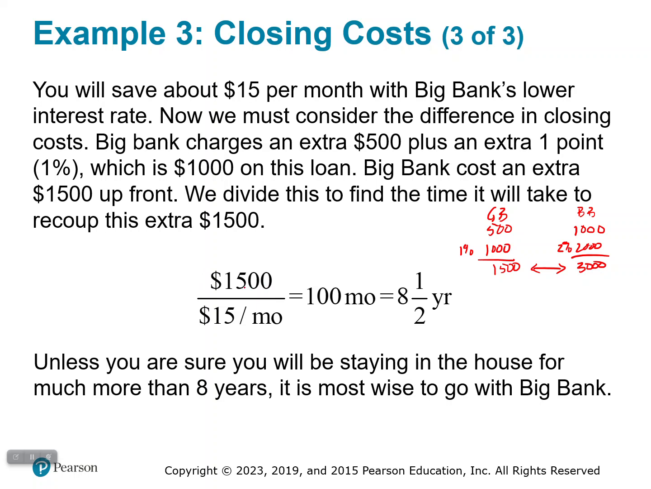How long will it take, right? That $1,500, if we divide it by that $15 difference in payment each month, it'll take 100 months or 8.5 years to overcome this payment. Okay, so if you're going to be staying in the house for much more than 8.5 years, I would absolutely take it. Okay, here's how I'm saying it. Staying a long time.